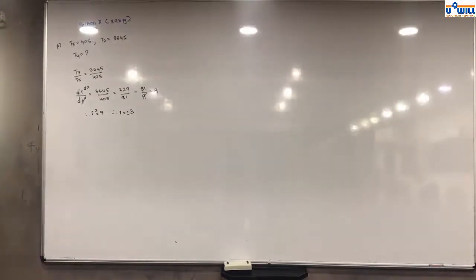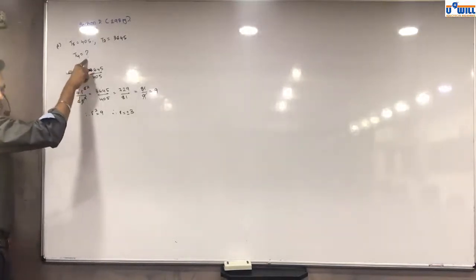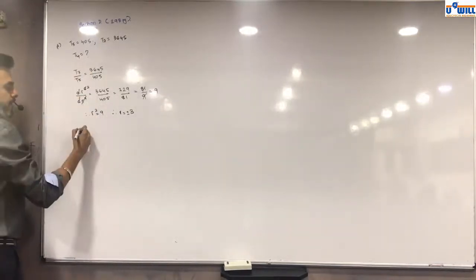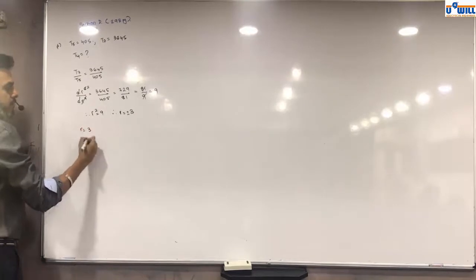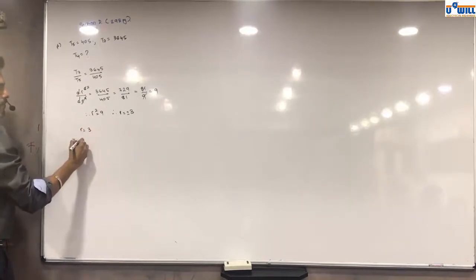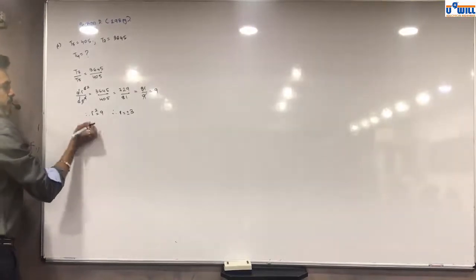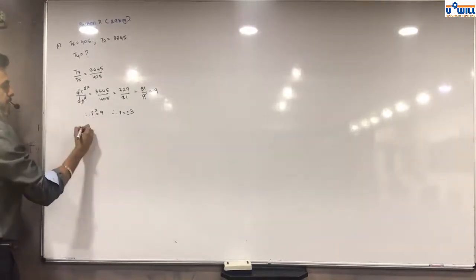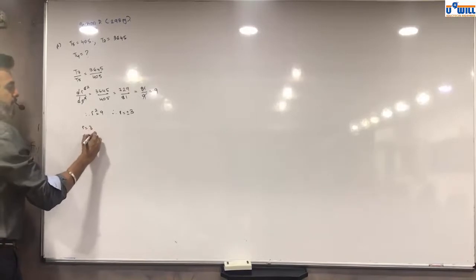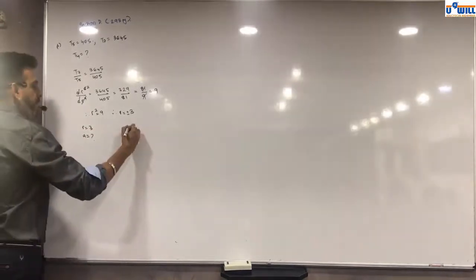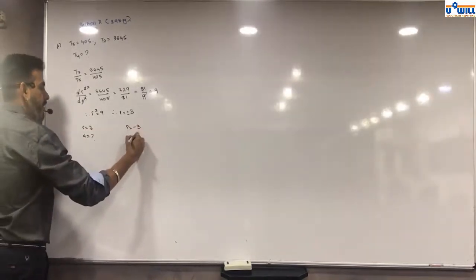What we have to find now? T4. We have to find the fourth term. So first we take R is equal to 3. So T4 is equal to, we have to find A also. First we find R is equal to 3, A is equal to, and then we find R is equal to minus 3, A is equal to.